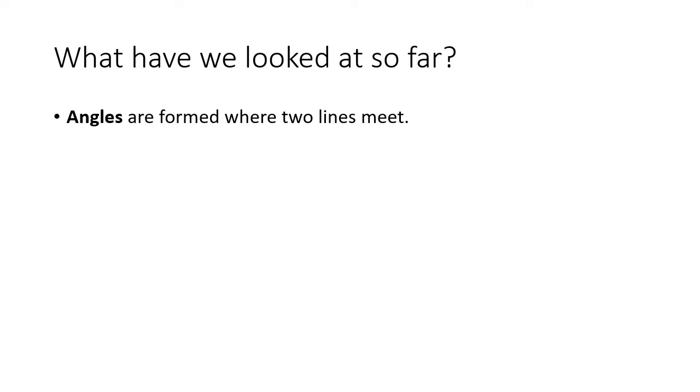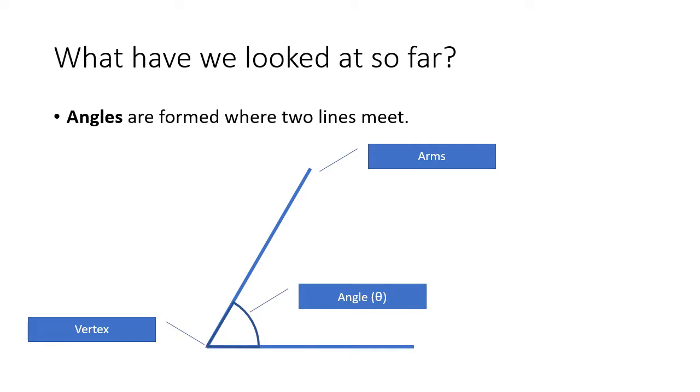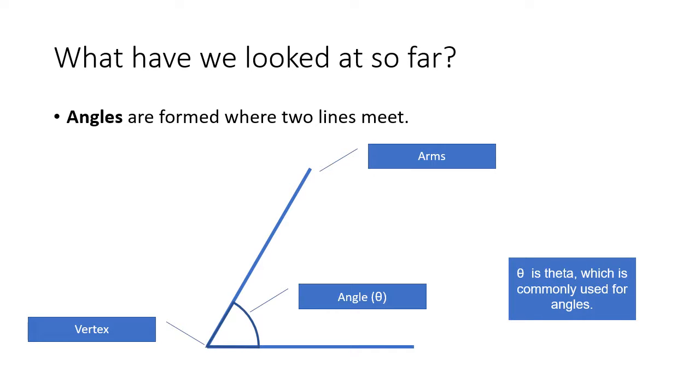So what have we looked at so far? We've looked at the idea of what we mean by angles. Angles are formed where two lines meet. So here's a line, here's another line. Where they meet is called the vertex. Each of the lines or line segments that's meeting we call the arms of the angle, and the angle is what's formed in between the arms at the vertex. Often we see the angle given this symbol theta, a Greek letter used for angles in lots of situations. You'll certainly come across that one later on, even if we don't use it as much in Year 7.